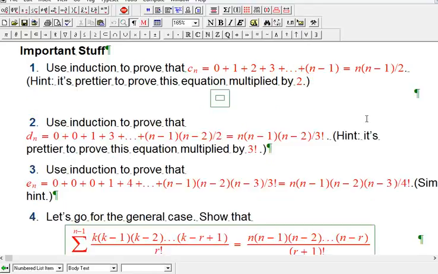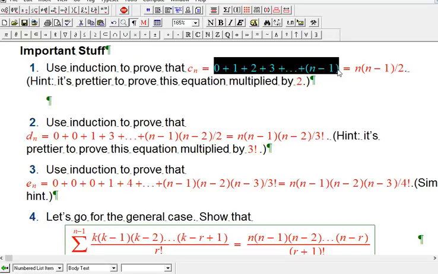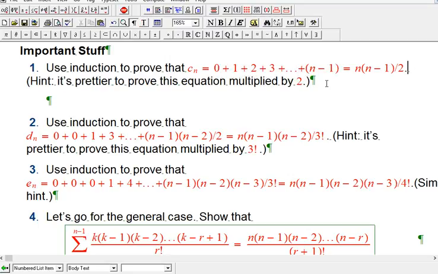Okay, we want to show, well, actually we already have the thing to show. We want to know that this sum collapses into this closed formula, that's a shortcut for this sum, which might be a huge, huge, huge sum. It's much easier to do.